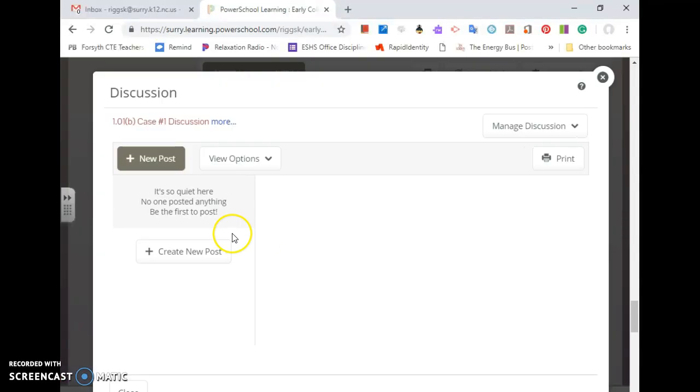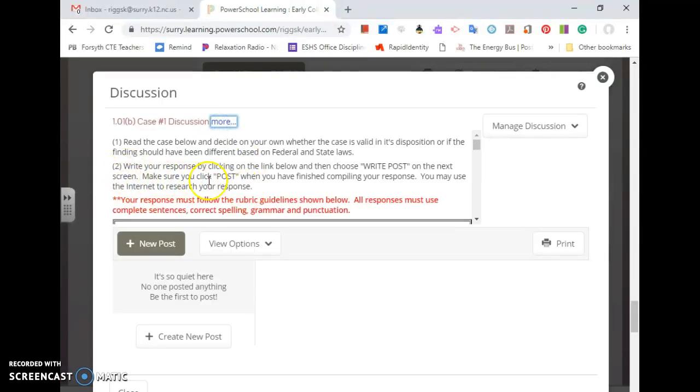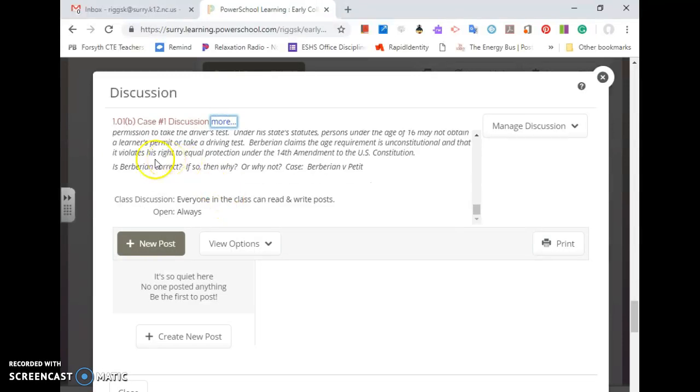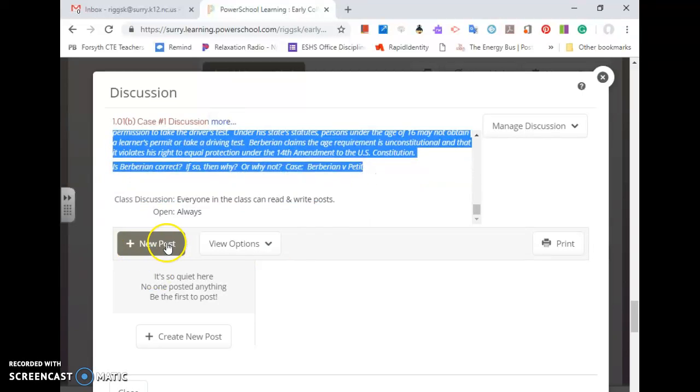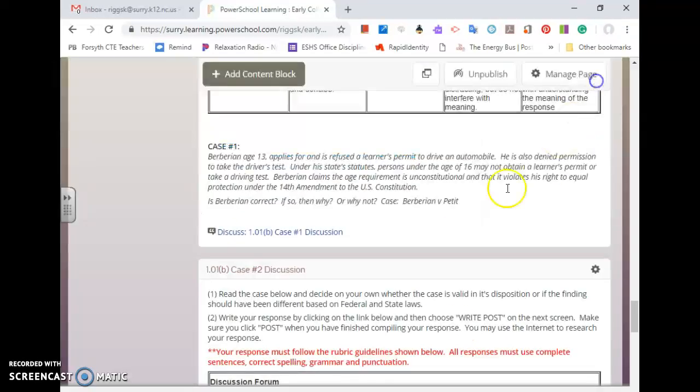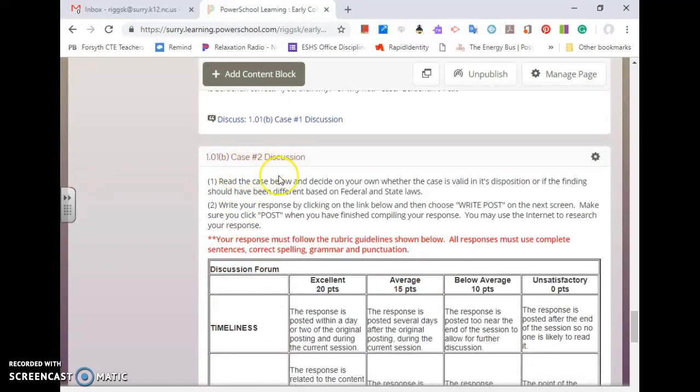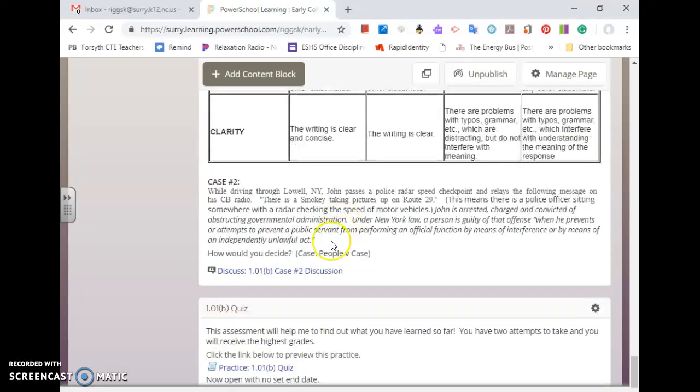If it helps you, you can look at it this way, or you can copy this and paste it into your post and answer it. However that helps you the best. Then we have case 2. So it's the same thing, it's just a different case. And you read the case and you answer the questions on that.